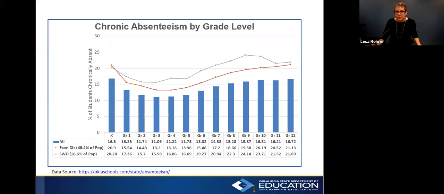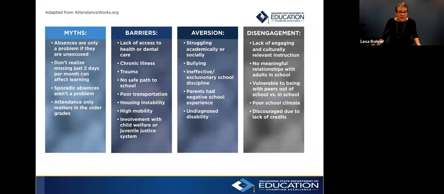So we really want to go back and make sure that what's happening in their IEP plans or 504 plans is what needs to happen to support those students. And those are some first steps that we can take. Remember that when we're talking about chronic absenteeism, we're really looking to identify those barriers, the aversion, and the disengagement, because we're overcoming those myths that absences are only a problem if they are unexcused. Any missed school is a missed opportunity to learn.